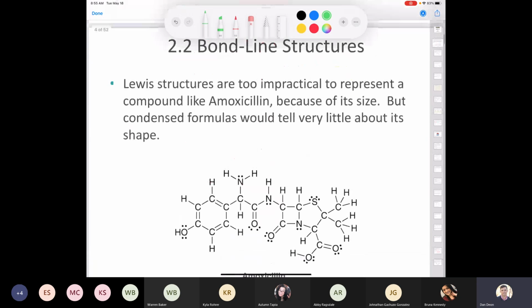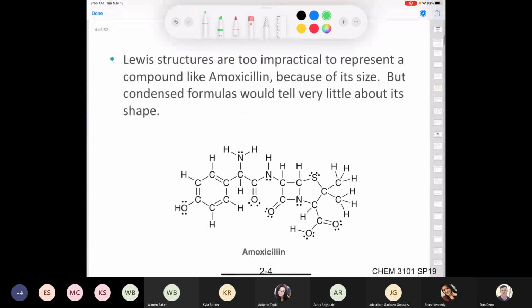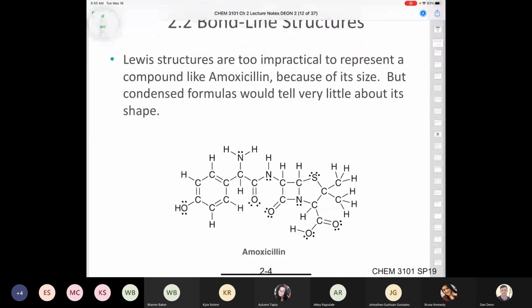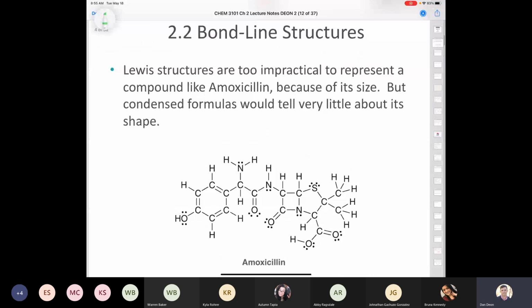Well, let's move on from there, and let me introduce what we're going to use 99, well, maybe 90% of the time in this class, because Lewis structures are really impractical if you want to represent a compound like amoxicillin, which is an antibacterial used to treat different bacterial infections. It's one of the most commonly prescribed antibiotics in children. A pill only costs between 2 cents and 10 cents, something like that. So it's really cheap.